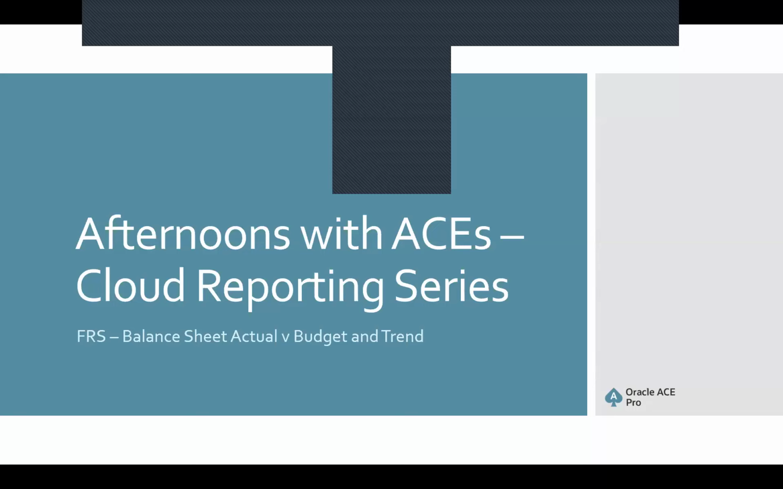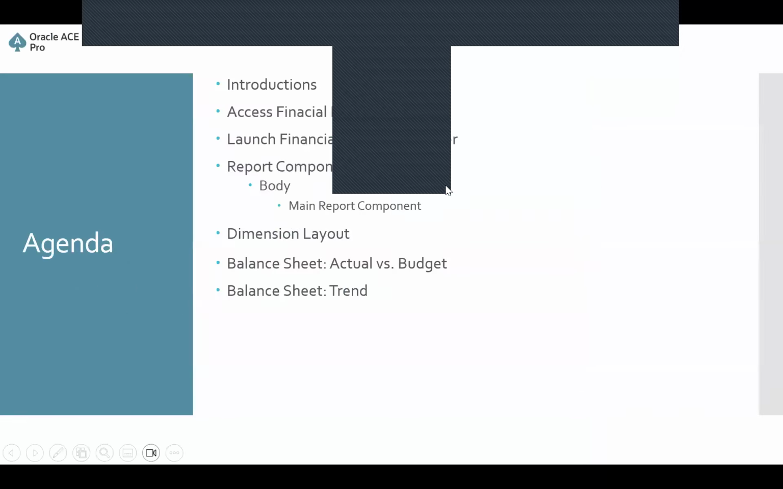Let's try to move the slide and see how well we do here. All right, so first thing we'll do is go through introductions. We'll talk about how to access Financial Reporting Center, how to launch a Financial Reporting Center. We'll talk about the report components, the body and the main report components. We'll go through dimensions, and then we'll show you a very simple balance sheet to do actual versus budget, and then we'll show you how to do a balance sheet and trend.